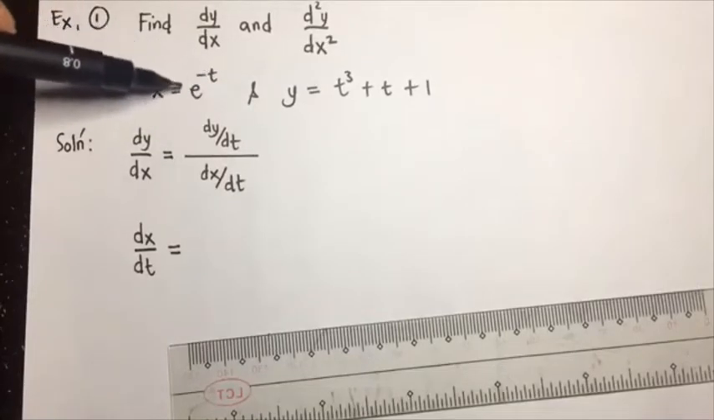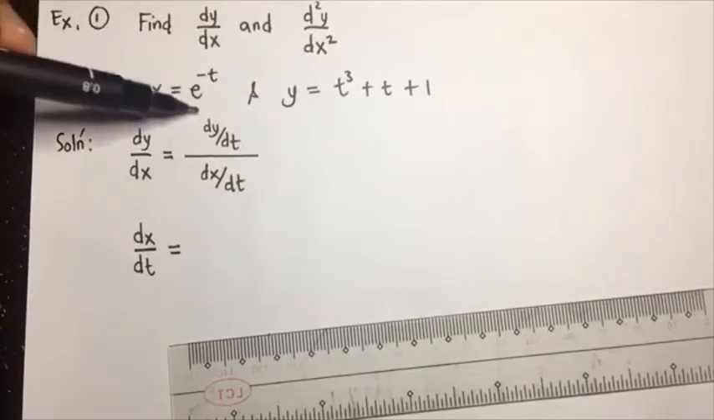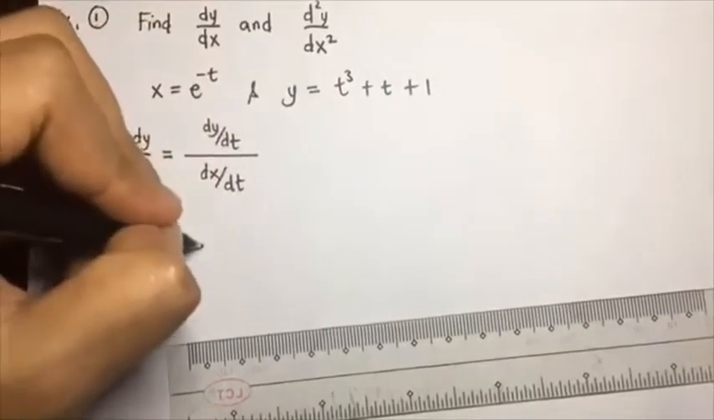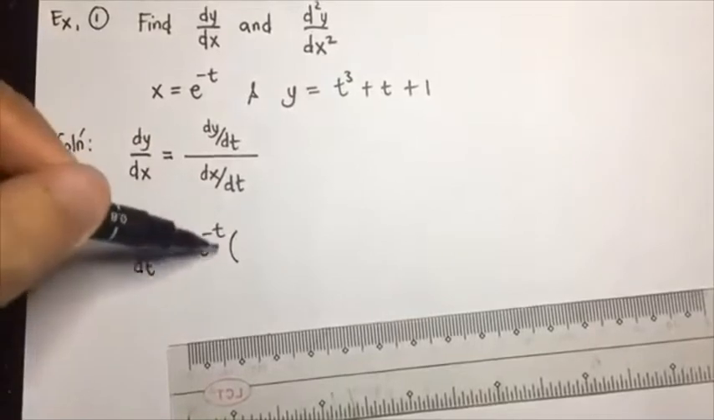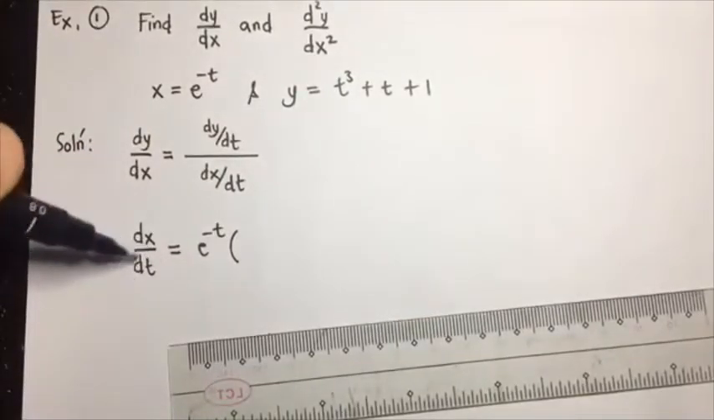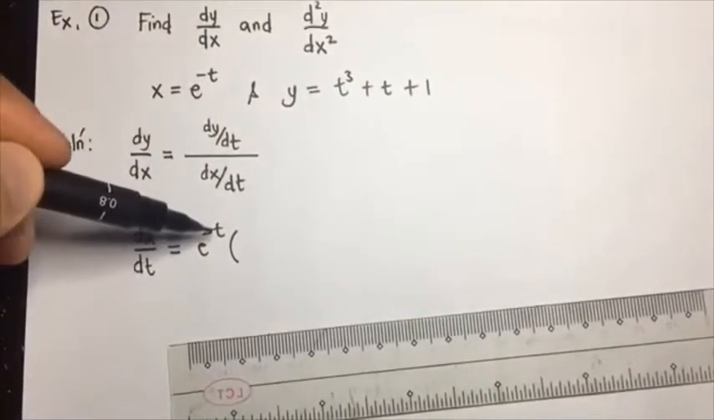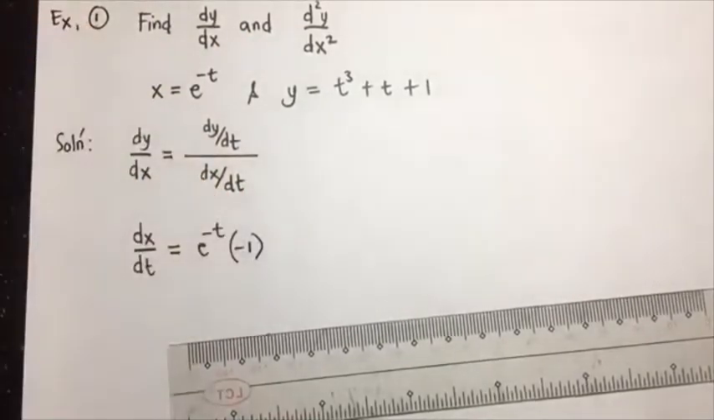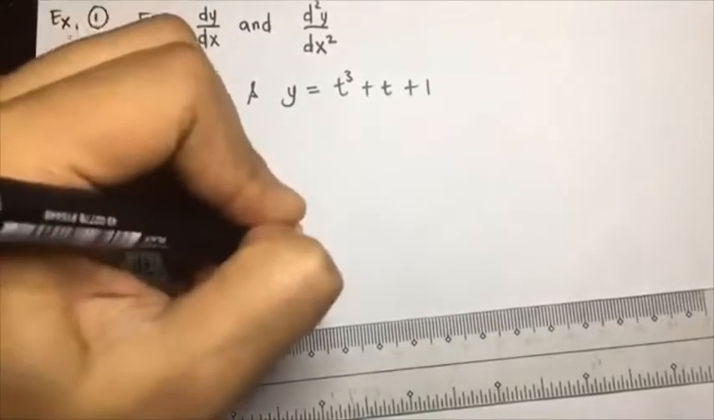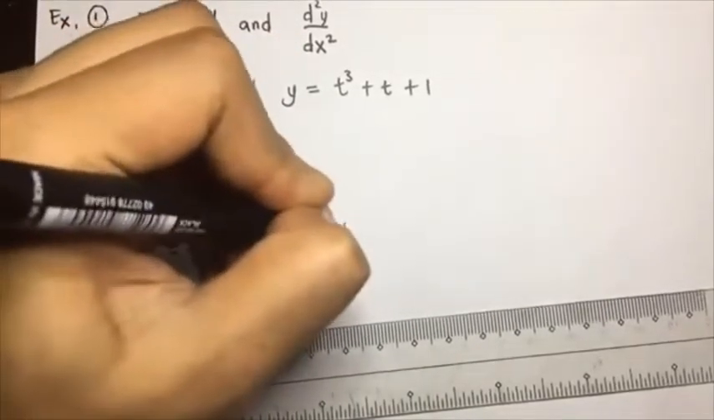So from the formula for the exponential function, all you need to do is copy e to the negative t and then multiply it by the derivative of the exponent with respect to the integrating variable. So the derivative of negative t with respect to t is negative 1. So therefore dx over dt is equal to negative e raised to the negative t.